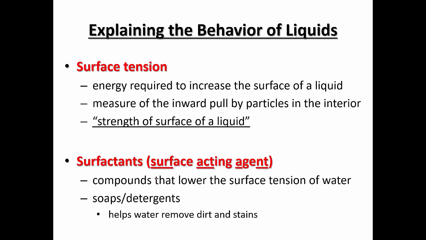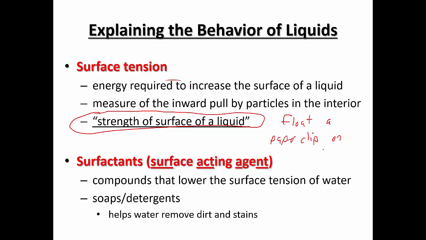Another thing we want to look at today is surface tension. Surface tension is the energy required to increase the surface of a liquid; it measures the inward pull of the particles. It's basically the strength of the surface of a liquid. One challenge we have is to float a paperclip on water, and how that's able to be done. Or like how insects or little water bugs can float on the water.